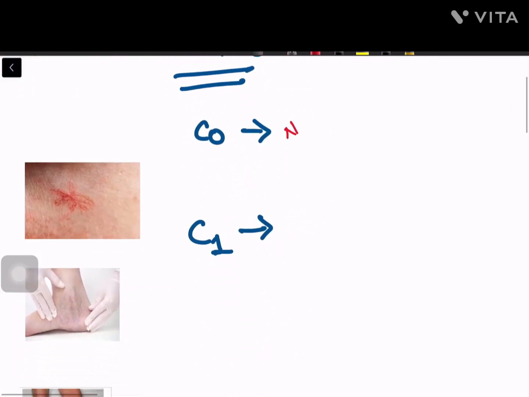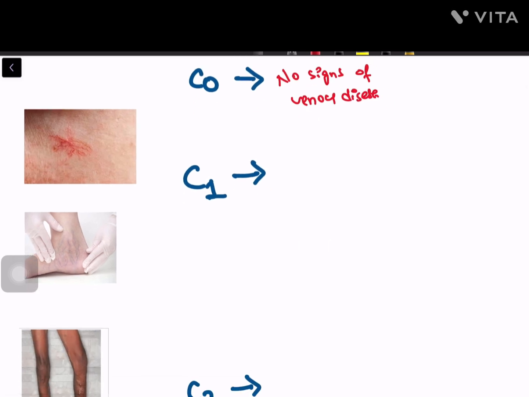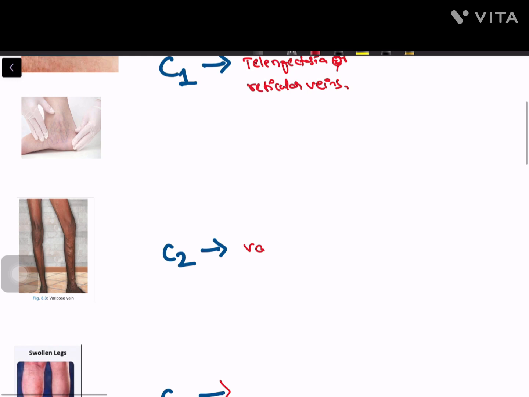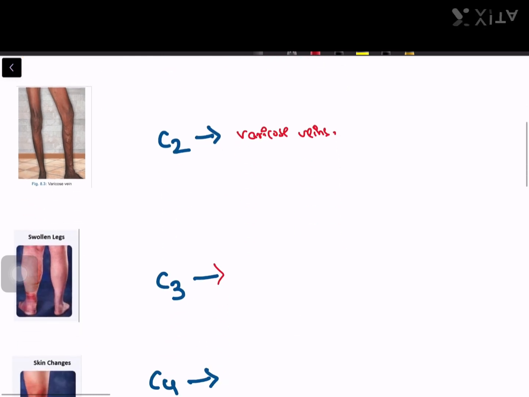C0 is no signs of venous disease. C1 includes two things: telangiectasia and reticular veins. Either telangiectasia or reticular veins comes under C1. C2 is varicose veins. C3 is edema of the limb.